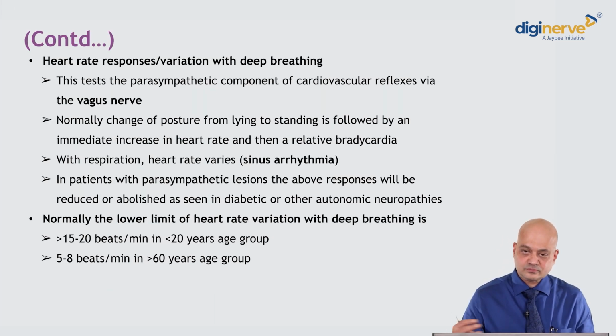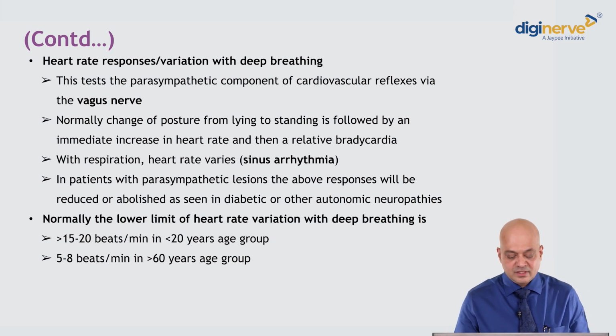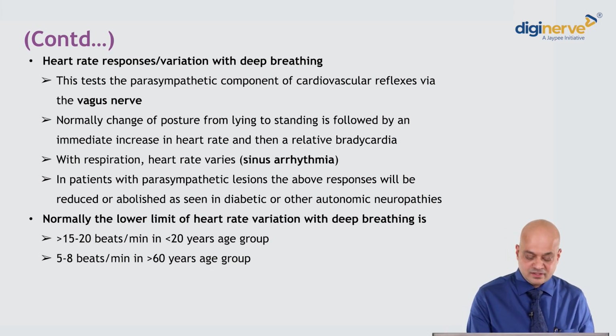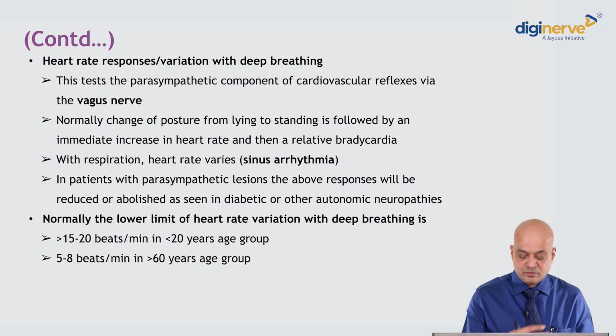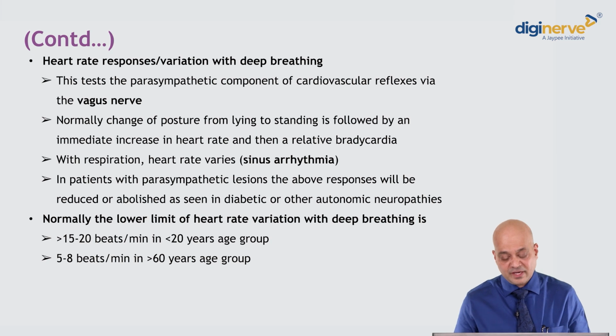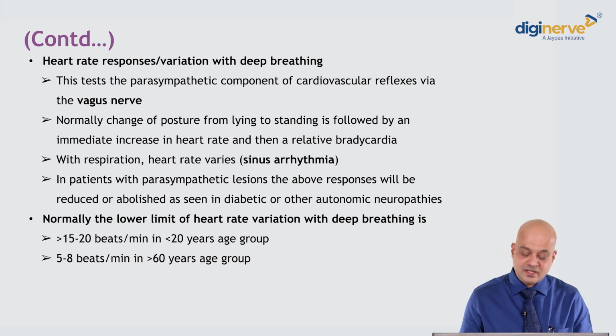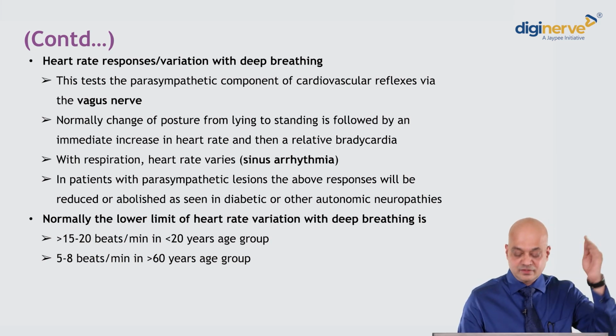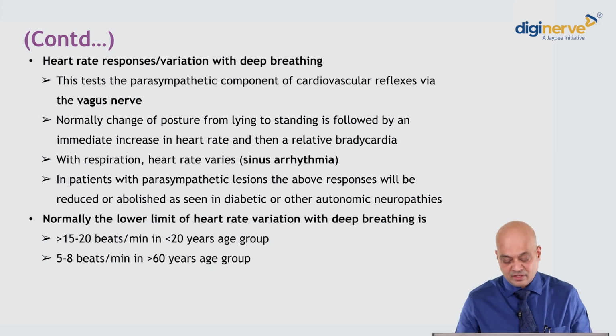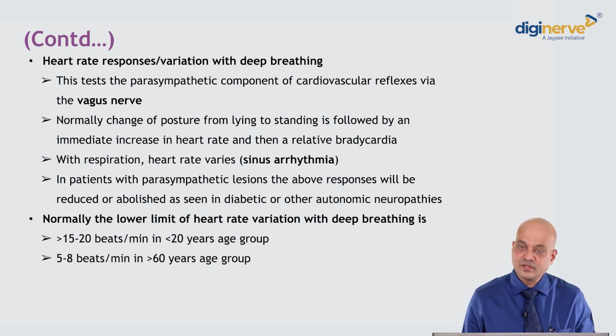Heart rate variability with deep breathing is seen by reflexes via the vagus nerve. Normally, a change of posture from lying to standing is followed by an immediate increase in the heart rate and then a relative bradycardia. With respirations, heart rate variations and sinus arrhythmias can also be seen. In patients with parasympathetic lesions, the responses will be reduced, and abolished responses will be seen in diabetics and other autonomic neuropathies.